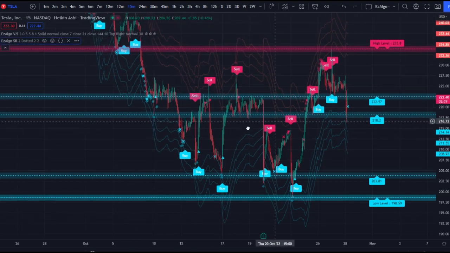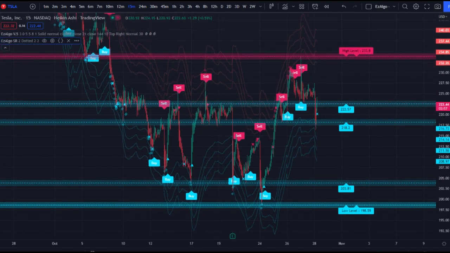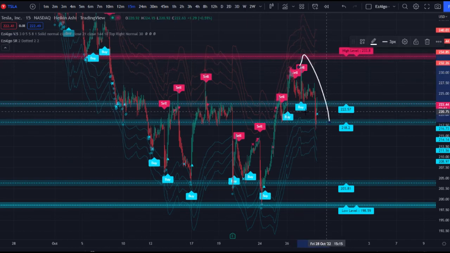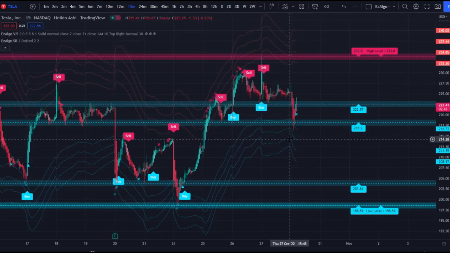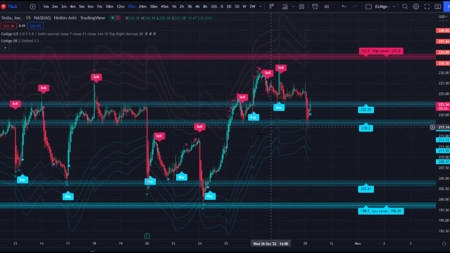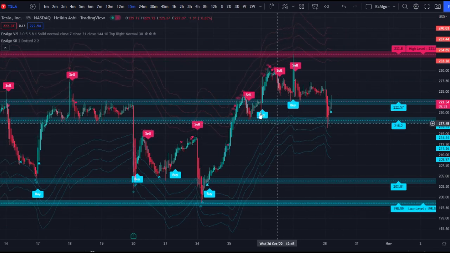We broke below, retested the underside of this resistance zone right here, and we came back down, right back down to this EzAlgo support level, and now we're currently bouncing. So with the new V5 update, your main trading strategy could just be taking buy and sell positions at these levels, right? That's how accurate they are. And that's also one of our strategies that we're going to post in the Discord, is just taking bullish candles off support zones and just taking bearish candles off of resistance zones.